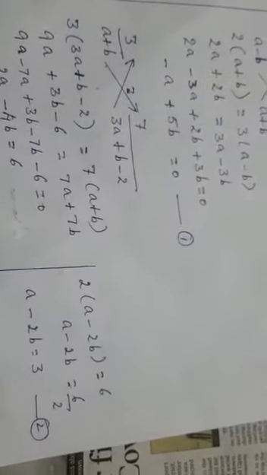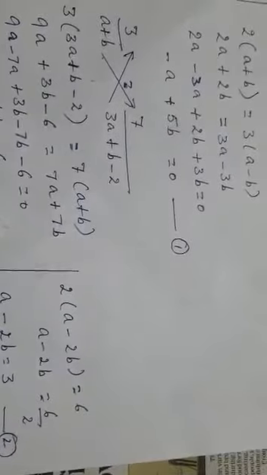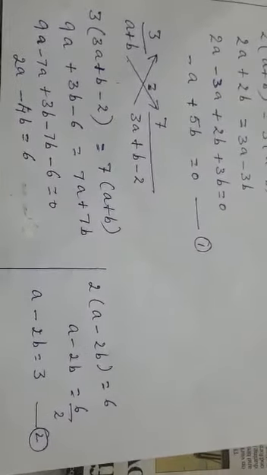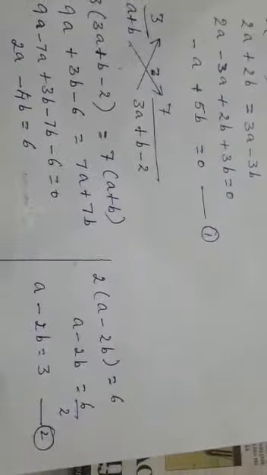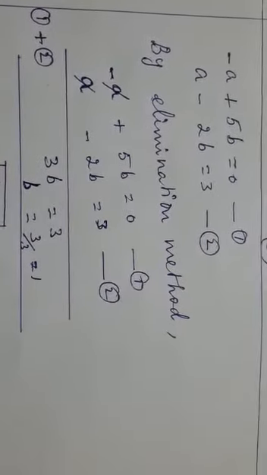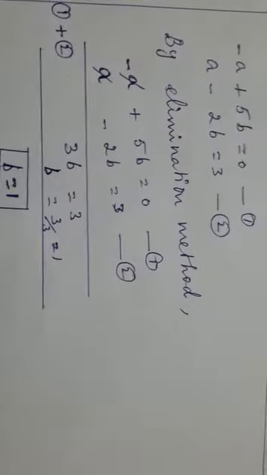Now take 2 as common. 2 into a minus 2b is equal to 6. A minus 2b is equal to 6 by 2. A minus 2b is equal to 3. This is the second equation. Now we have two equations: minus a plus 5b is equal to 0, and a minus 2b is equal to 3.